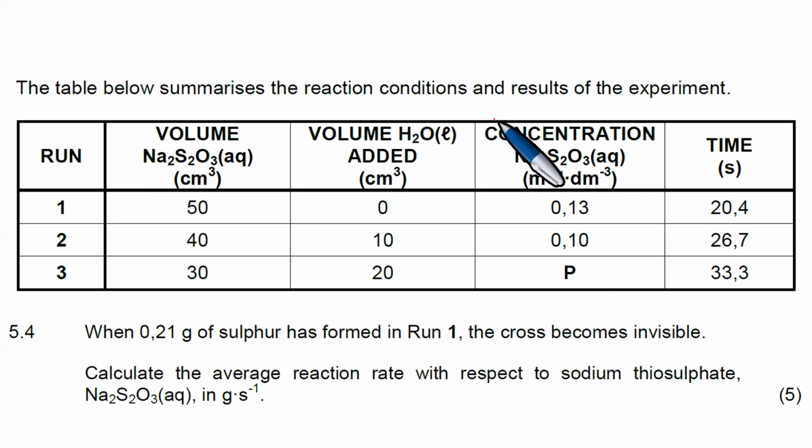Next. The table below summarizes the reaction conditions and results of the experiment. When 0.21 grams of sulfur is formed in run 1, the cross becomes invisible. Calculate the average reaction rate with respect to sodium thiosulfate in grams. Average reaction rate.